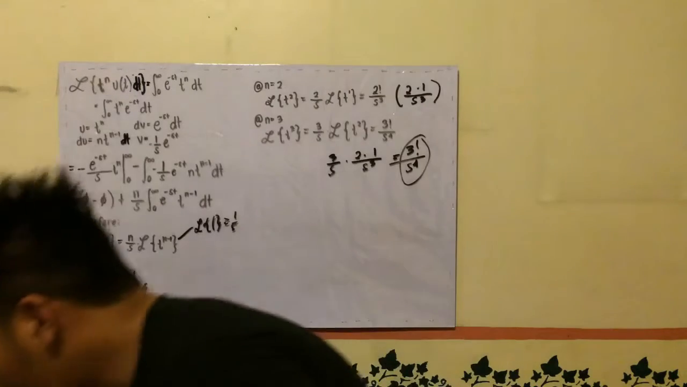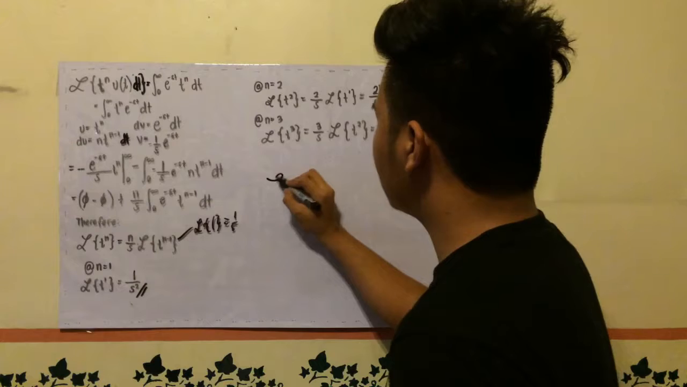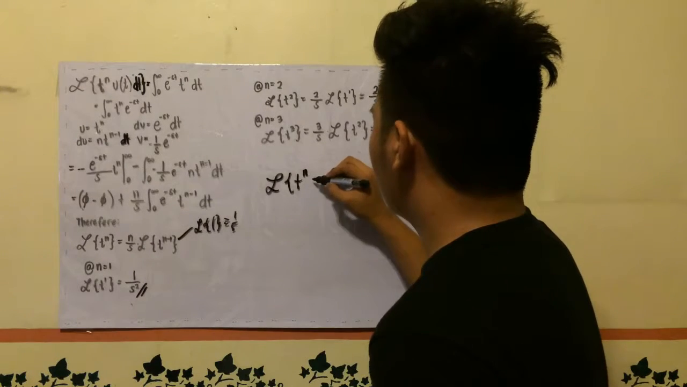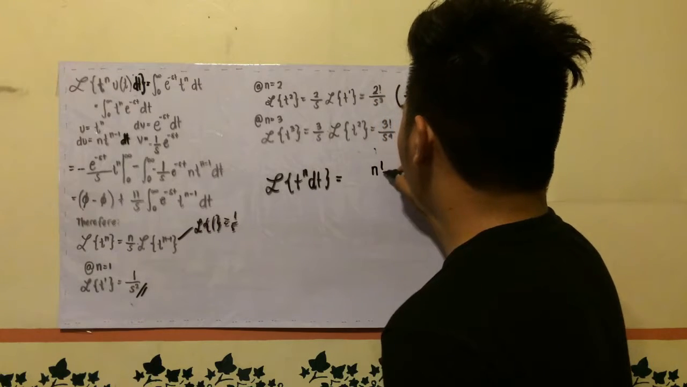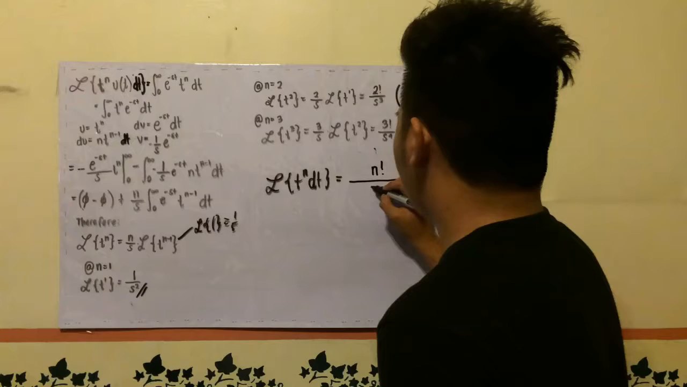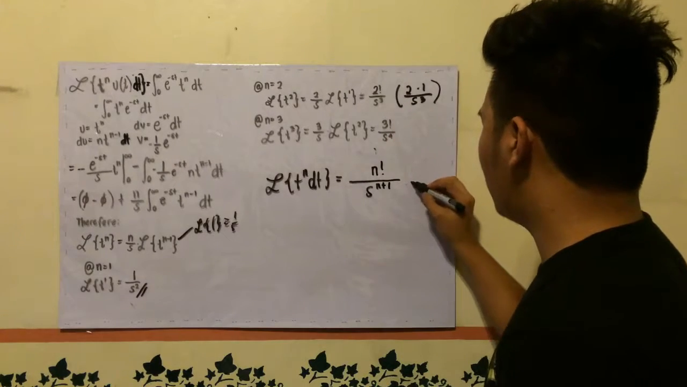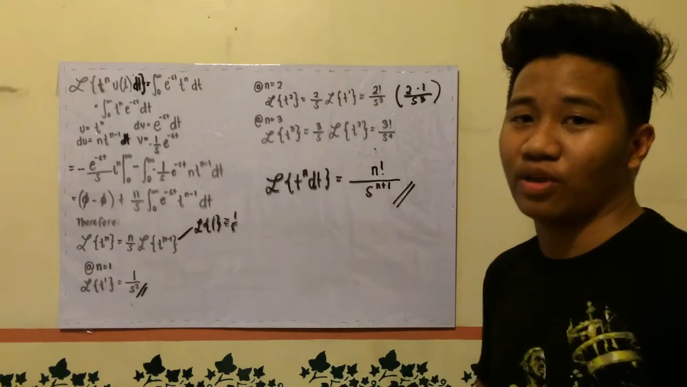So we can conclude that the Laplace of t raised to n dt is equivalent to n factorial over s raised to n plus 1, which is the equivalent value of this time function in the complex frequency function.